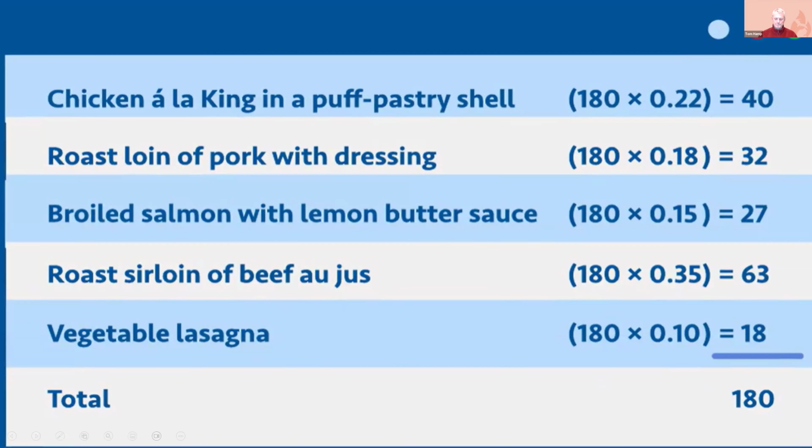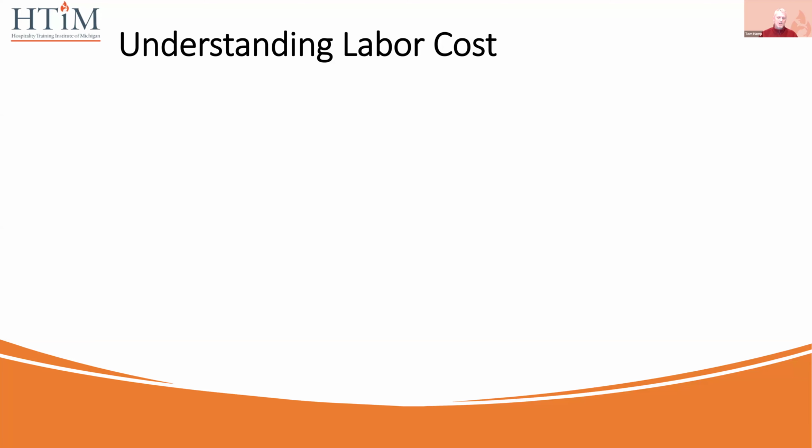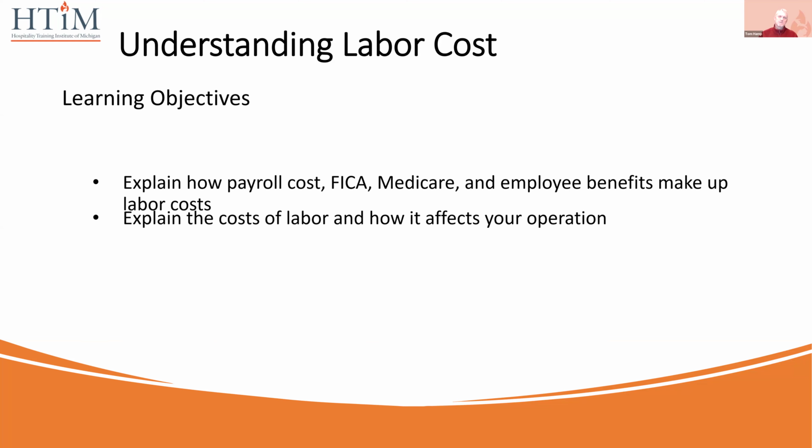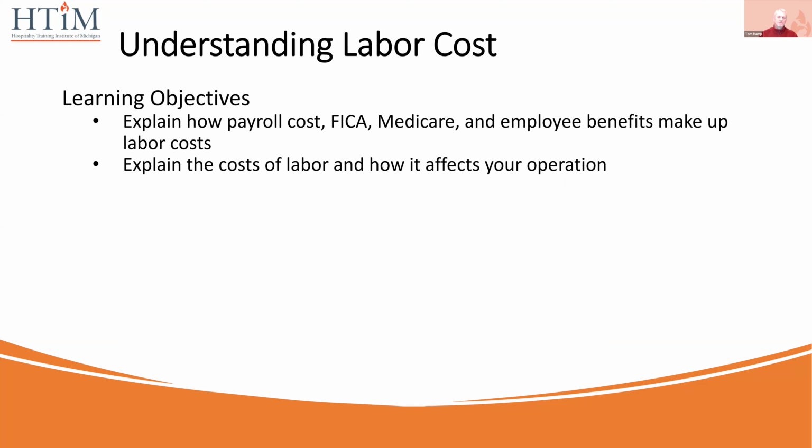Okay. Going to make a subtle change here to labor, because labor is another big part of it. We talked about our prime costs as being food and beverage, but now we want to talk about the labor costs. And so our learning objectives is really understanding payroll, FICA, Medicare, and employee benefits that make up that labor cost, and explain how that cost of labor affects your operation.